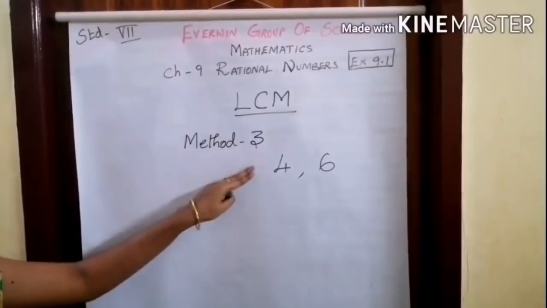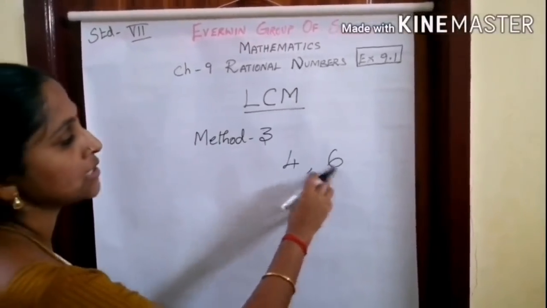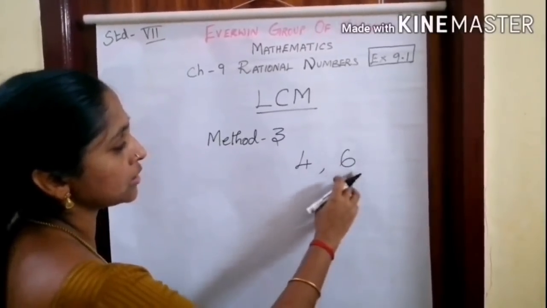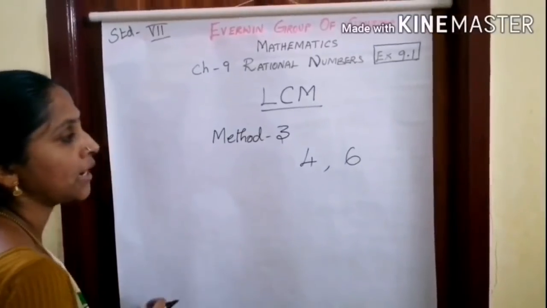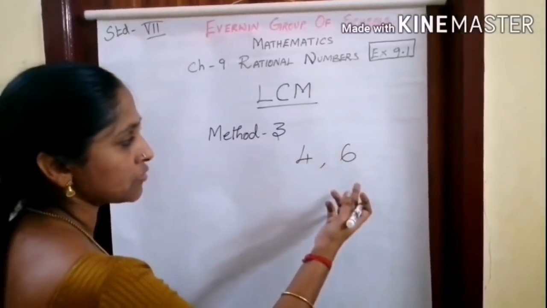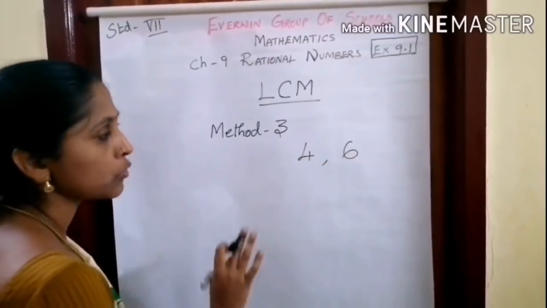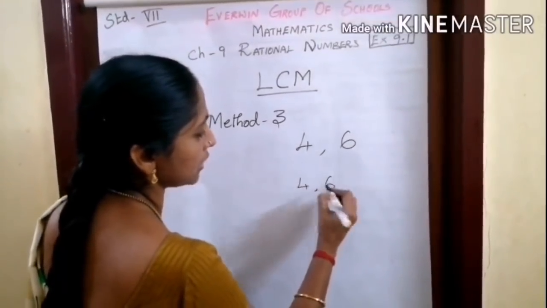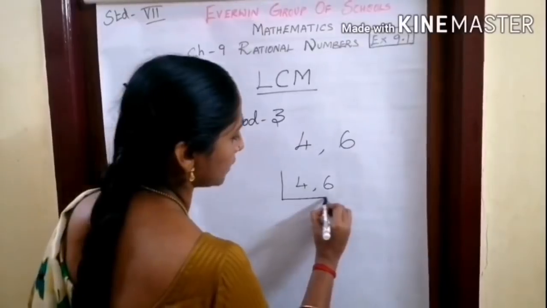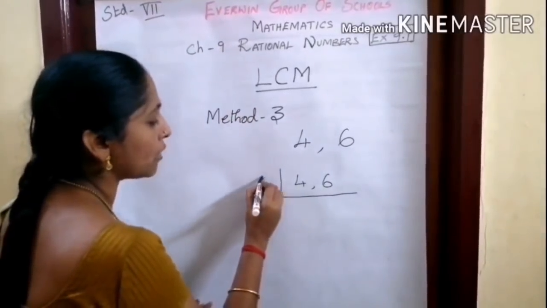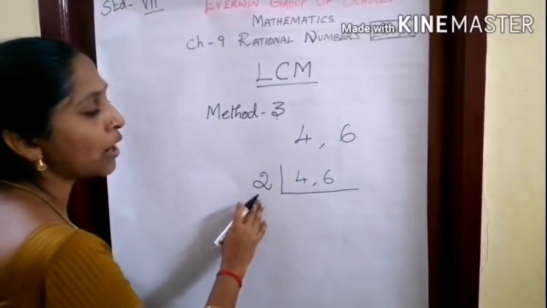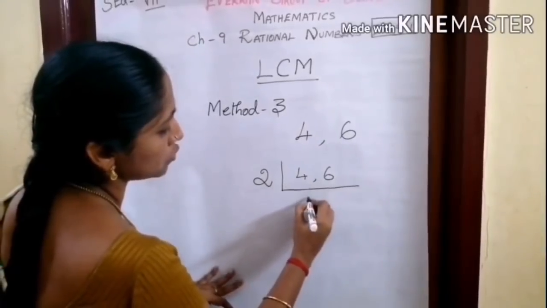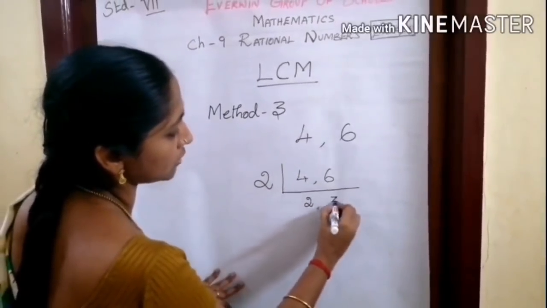Next, method 3. I have taken the numbers 4 and 6. What is the common factor of 4 and 6? Yes, 2 is a common factor. Next, 4 is not a multiple of 6 and 6 is not a multiple of 4. So, in this case, we have to go by L division. Write the numbers 4, 6, and draw the L shape like this. Then, 2 is the common factor. Remember that we should choose only the prime factors. So 2. How many times? 2 twos are 4, 2 threes are 3 times.